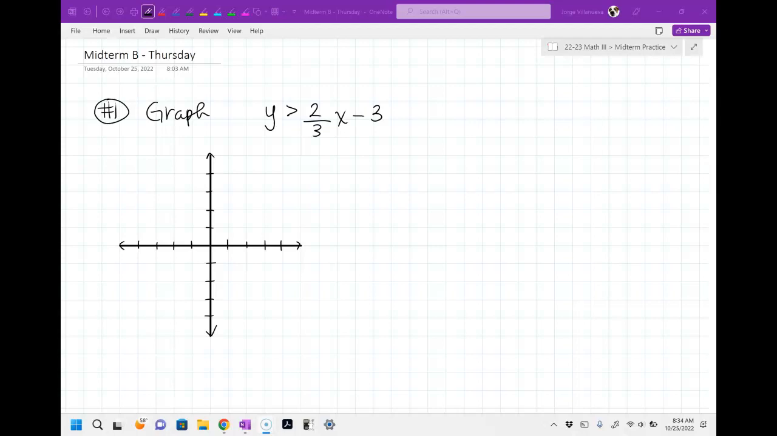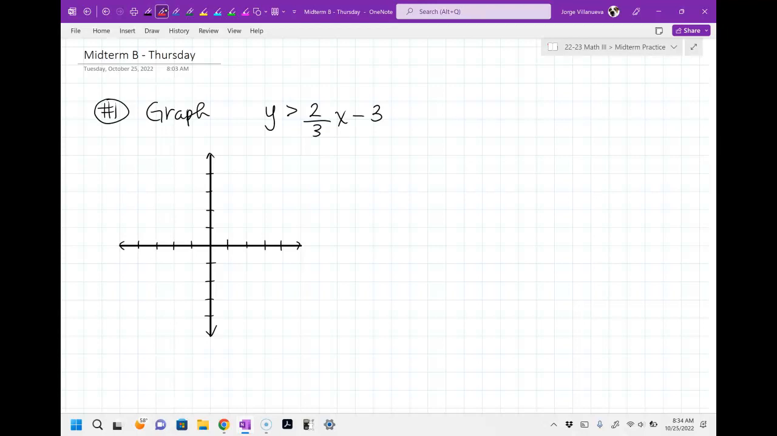All right, so here we go. Number one, they want you to graph y is greater than 2/3 x minus 3. Remember, this is midterm B. This is for Thursday. So today's notes you should rewrite for Thursday's midterm. Yesterday's notes are for tomorrow's midterm. So anyway, we're graphing this.